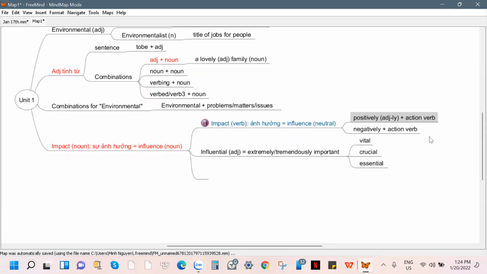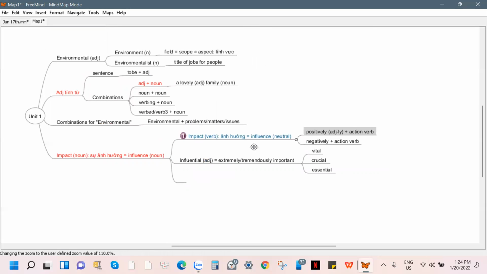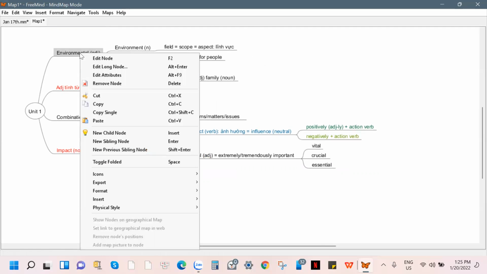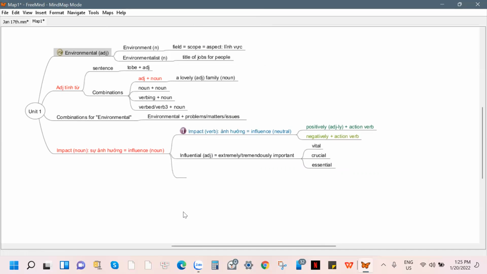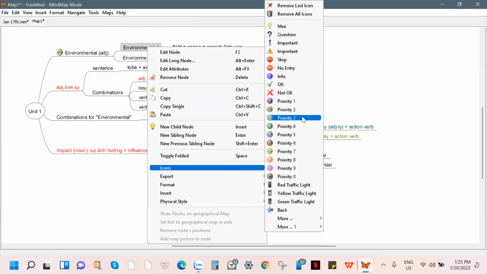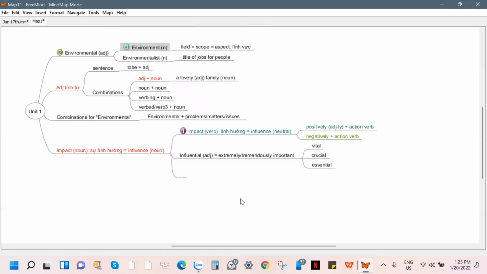So do you get what I just said? And do you want to ask any questions? Yes, I got it. And for environmental, I have a special combination: friendly environmental. It is like a friend to you, something that is good for the environment.